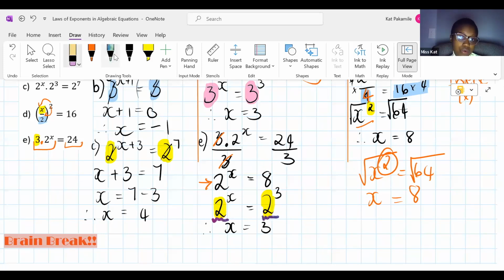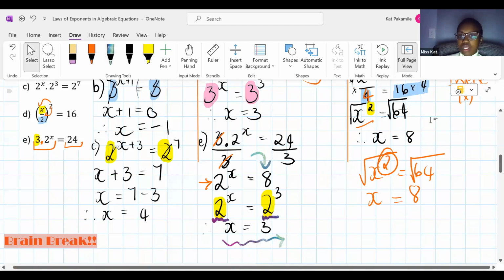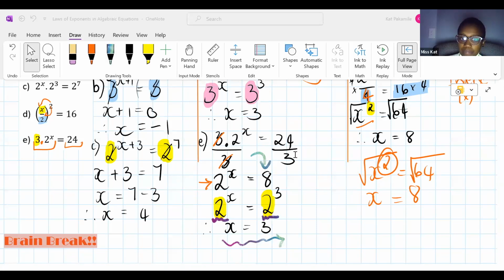So we rewrote 8 as 2 to the power of 3. But we said when the bases are the same, the exponents have to be the same. So that's how we ended up with x equals 3. I hope I have helped you out. I'm just going to assume I helped you out.